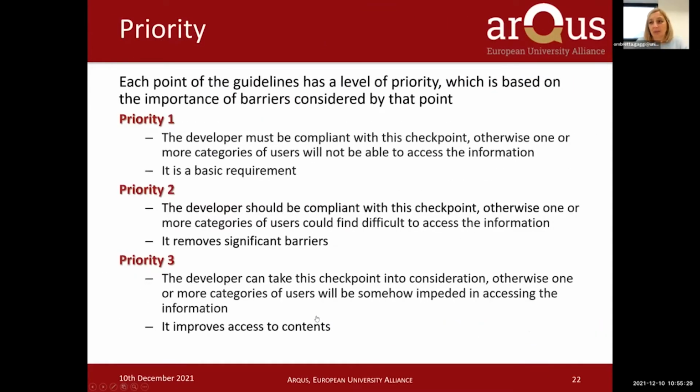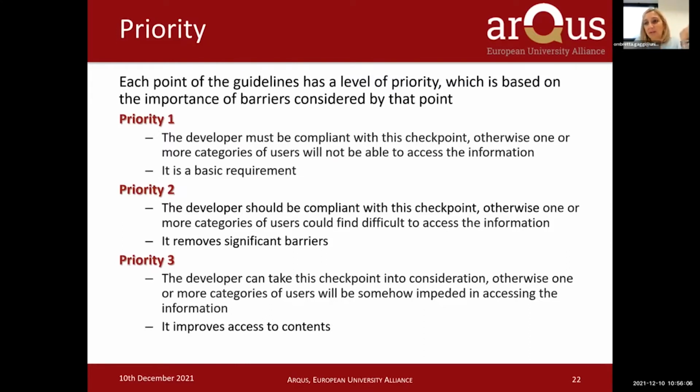Guidelines define rules in checkpoints. Each checkpoint has a level of priority that is based on the importance of the barriers that we are removing with that checkpoint. So a checkpoint with priority 1 means that the developer must be compliant with this checkpoint, otherwise one or more categories of users will not be able to access this information. It is a basic requirement.